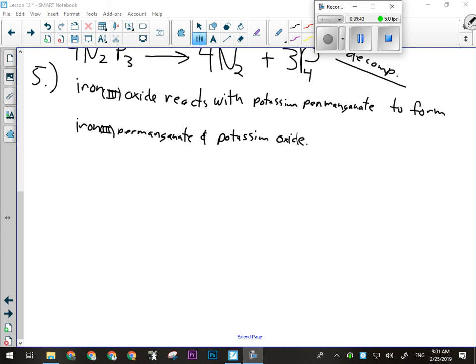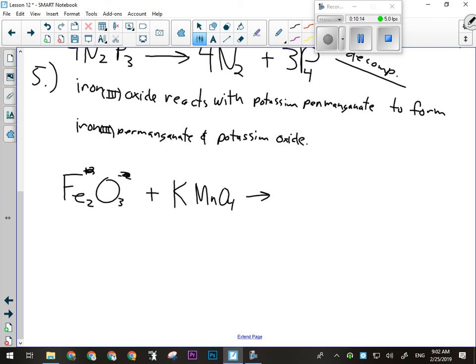So on number 5, we have iron 3 oxide. Okay, so that's going to be iron with oxygen. Oxygen's always a -2. The iron here is a +3. That's what the Roman numeral tells me. So when I drop and swap, I get Fe2O3 for my compound formula. Okay, that's reacting with potassium permanganate. Potassium is K. Permanganate is a polyatomic ion. It's MnO4. It's a -1 and potassium is a +1, so that compound is fine the way it's written there.